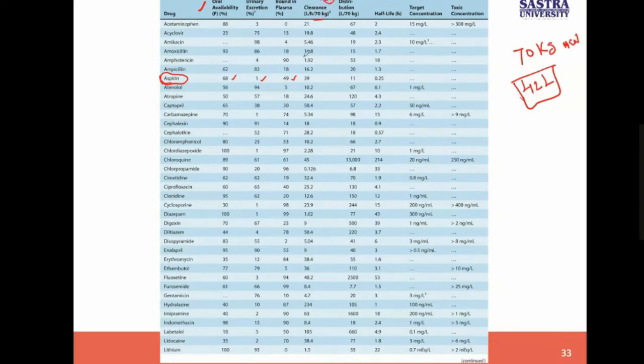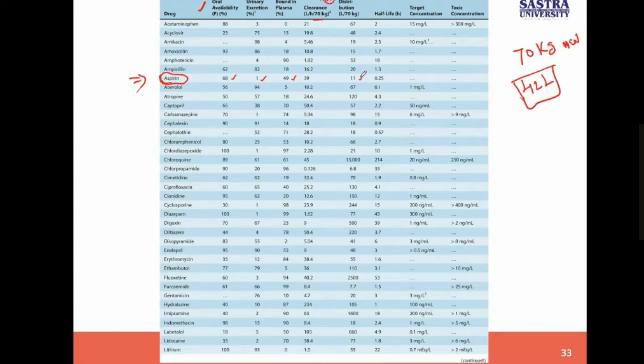We have to understand this value for a few drug molecules. We are interested in aspirin because it is a very commonly used drug molecule. The volume of distribution of aspirin is 11 liter for 70 kg. Units are very important. You have to memorize the units: volume of distribution is liter per weight in kg. So what is your understanding of this 11 for volume of distribution?